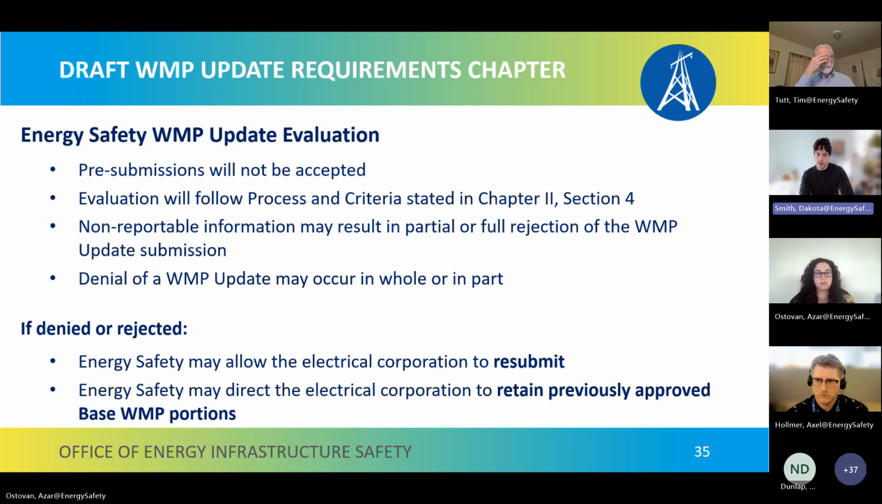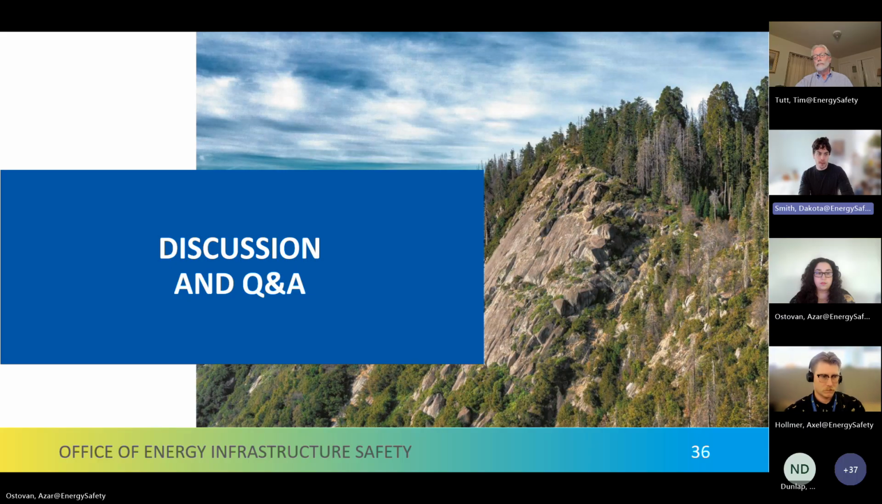If a WMP update submission is denied or rejected, Energy Safety may allow the electrical corporation to resubmit. Energy Safety may also direct the electrical corporation to retain previously approved base WMP portions for those areas of the update that were denied.